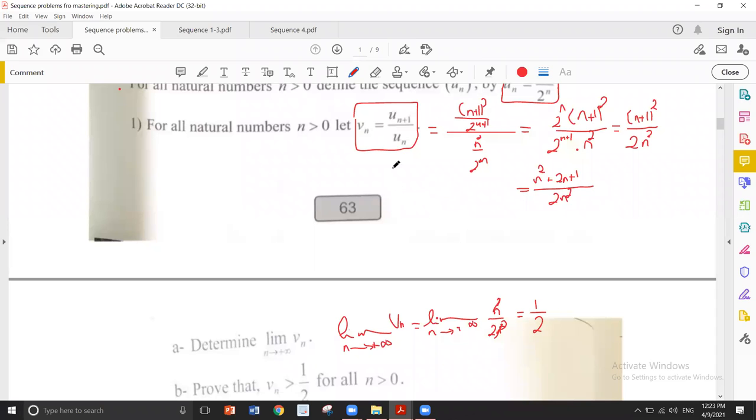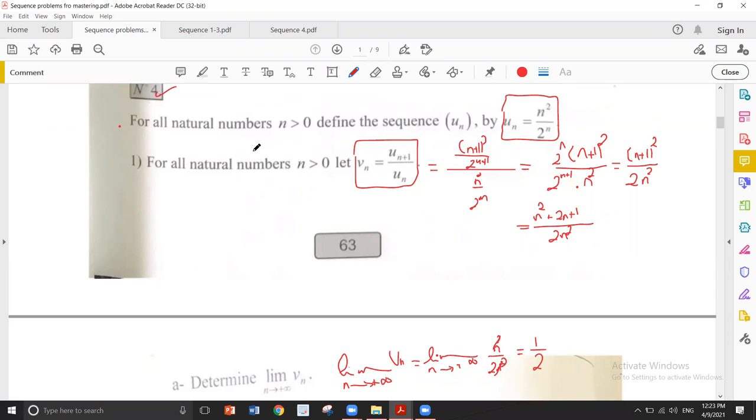Yes, Thomas. Let's review exercise number 4. We have un equal n squared over 2 to the power n and vn is un plus 1 over un. I need to calculate vn. In un plus 1, I replaced n by n plus 1, so it became n plus 1 squared over 2 to the power n plus 1, over n squared over 2 to the power n. Four by four, we see 2 to the n times n plus 1 squared over 2 to the n plus 1 times n squared. We simplify 2 to the n plus 1 and 2 to the n, and 2 remains. Expand.